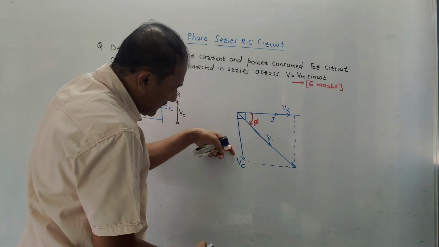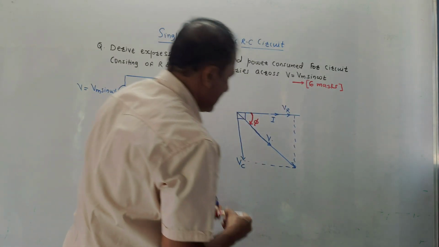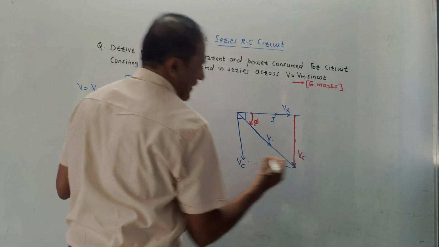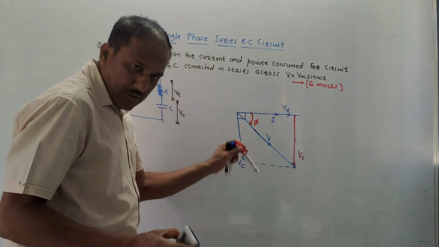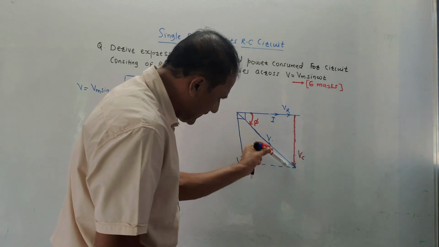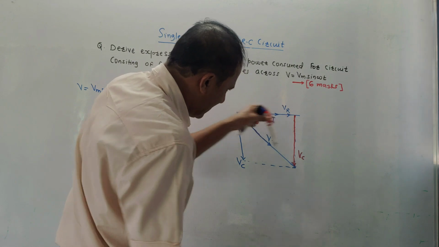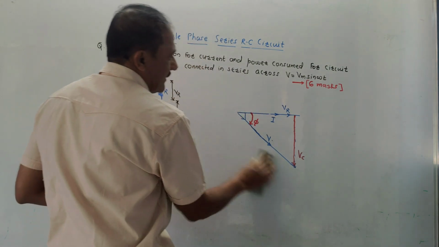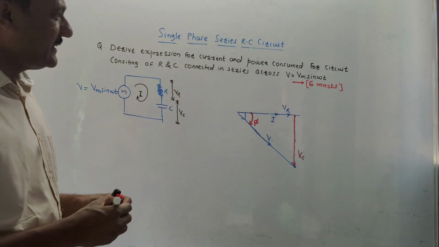This line represents VC. This is the parallel line. So again, I will say this line is same as VC. Suppose I want to draw the voltage triangle for series RC circuit. Then this is VR, this is the resultant voltage V, and this voltage is same as VC. So I have marked it VC. Just remove this part. So this is known as the voltage triangle for series RC circuit.